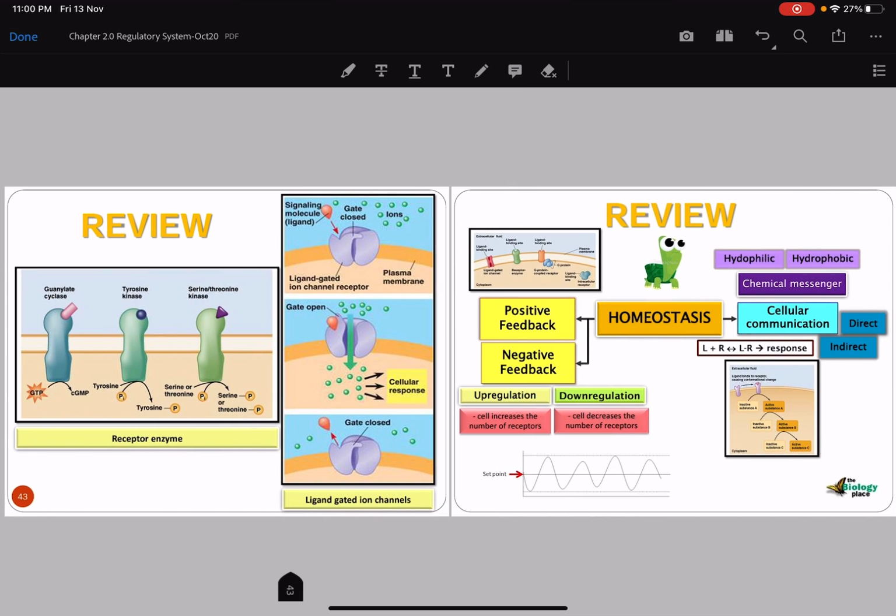Then we look into this here. I think I have to talk about this. Overall, we have talked about the chemical messenger being hydrophilic or hydrophobic. So this is cellular communication, or cell signaling. LR, ligand plus receptor, will make a ligand receptor complex and it will cause a response. This response here is the signal transduction pathway.